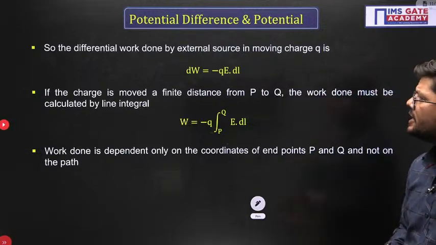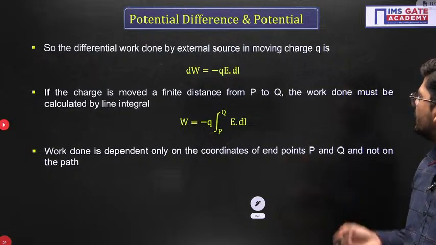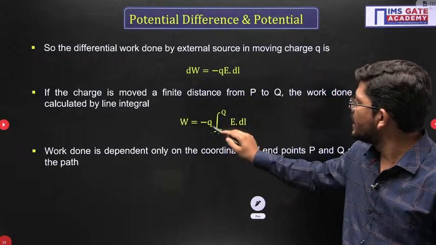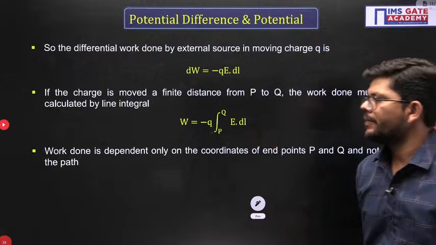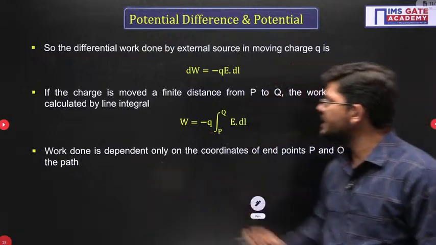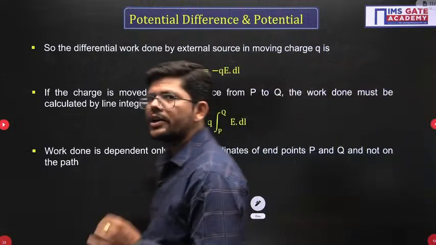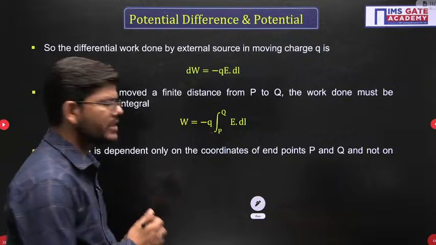Now if the charge is moved a finite distance, suppose from P to Q, then the work done will always be written in this manner. Just see, W will be minus q times the integral from P to Q of E dot dl. Work done depends only on the coordinates of the end points and not on the path, because the electric field is a conservative field, we will see that.